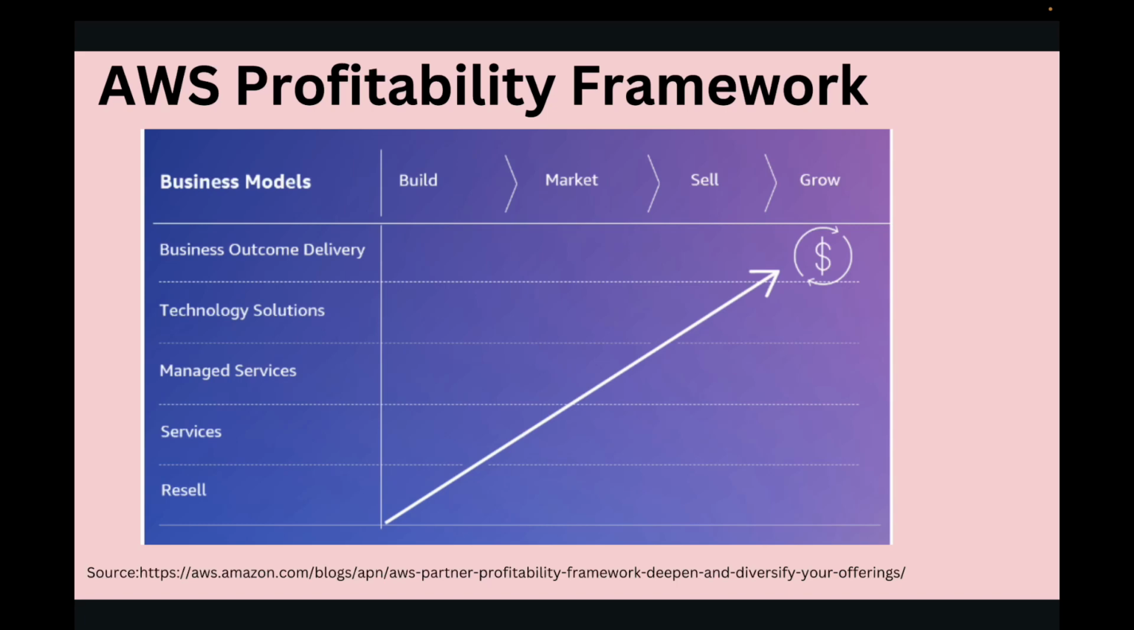With that said, AWS came up with this profitability framework. As you see, different models generate different levels of revenue. Starting with resale, you don't do anything, just resell AWS. Basically, take AWS services and sell them on a margin, right? So that's what it is. Then services, where you offer professional services.